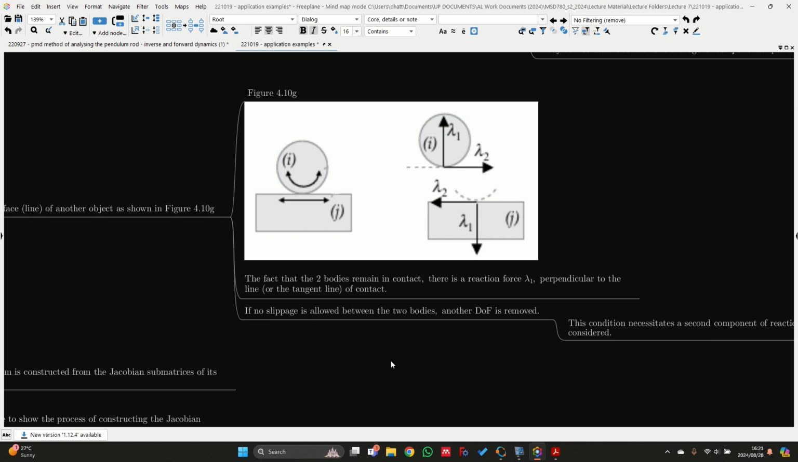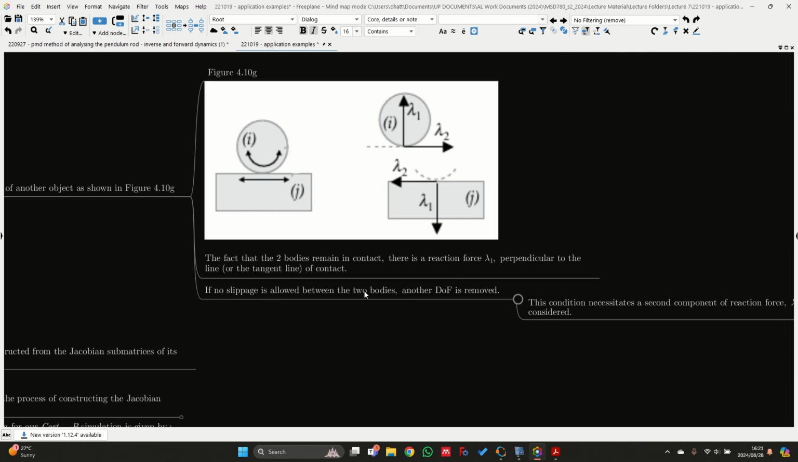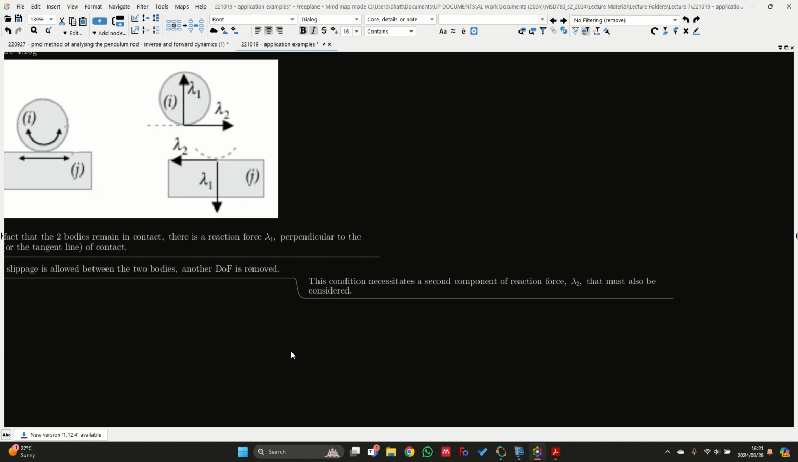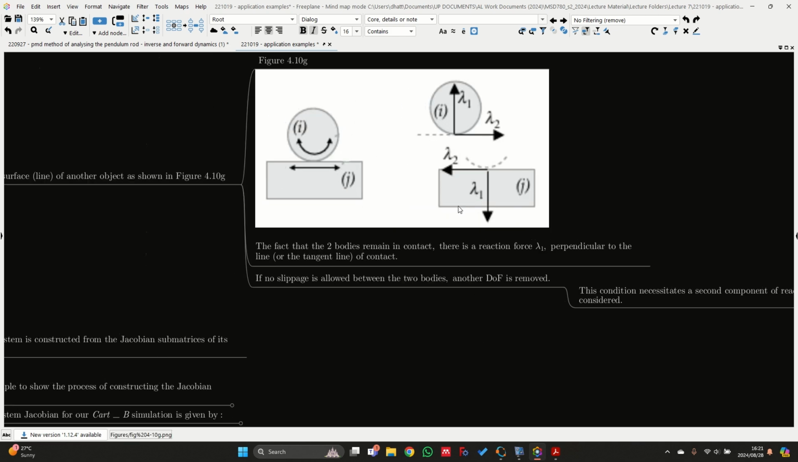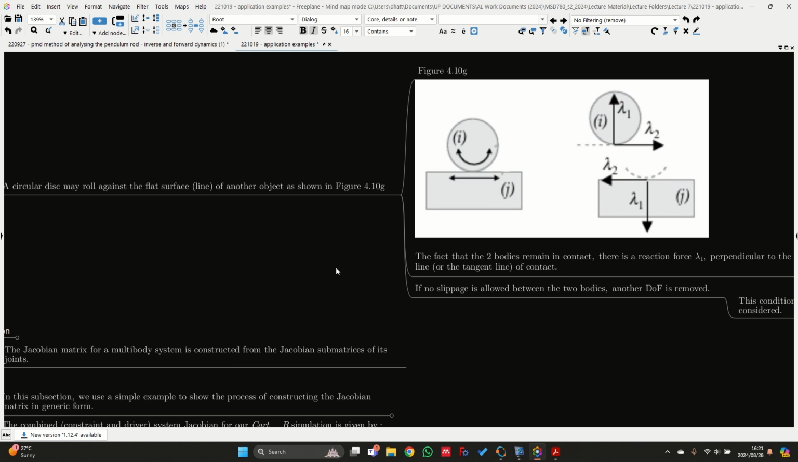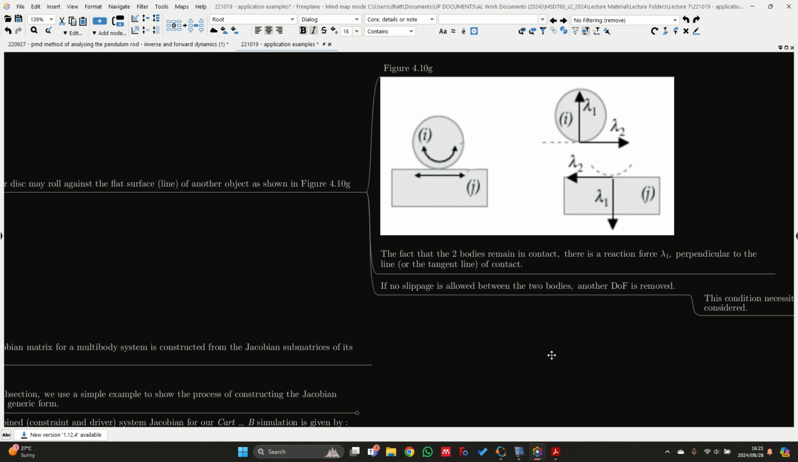In addition to this, if no slippage is allowed between the two bodies, another degree of freedom is removed. This condition necessitates a second component of reaction force, lambda 2, that must also be considered. So here we have lambda 2, which enforces the no slip condition. So we expect a disc to impose two constraints, or to remove 2 degrees of freedom.